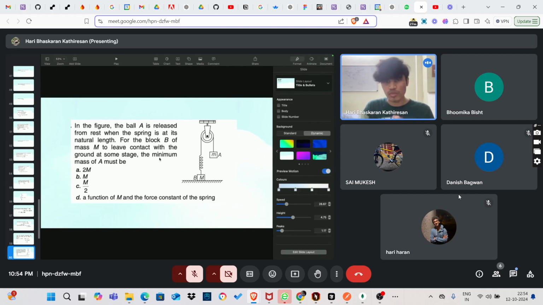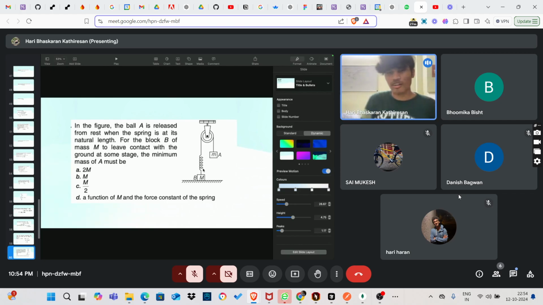So just remember, when they say it just leaves contact with the ground, it means in terms of free body diagram, normal force equal to 0. Just when they release it, this moves downwards, so this somewhat moves upwards. So when it just leaves contact with the ground, that means the normal force between them becomes 0. If you put the condition, then you can solve the question.